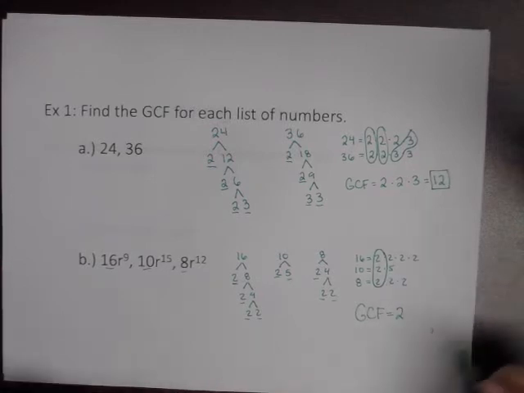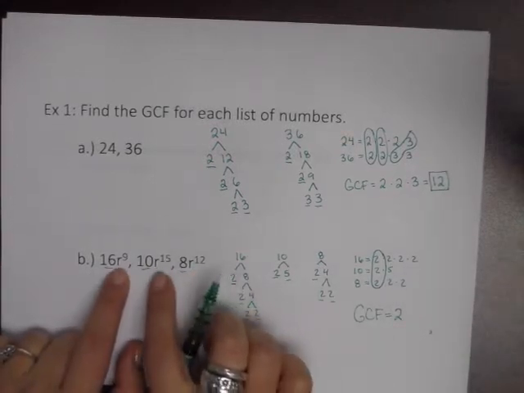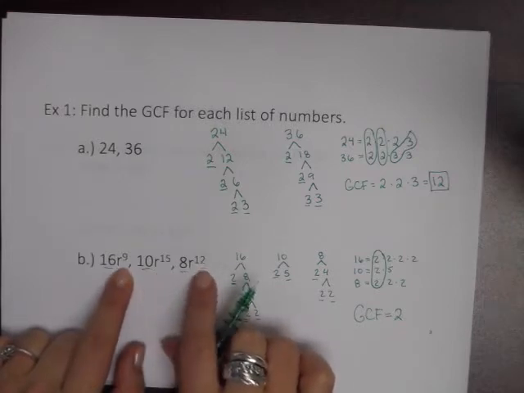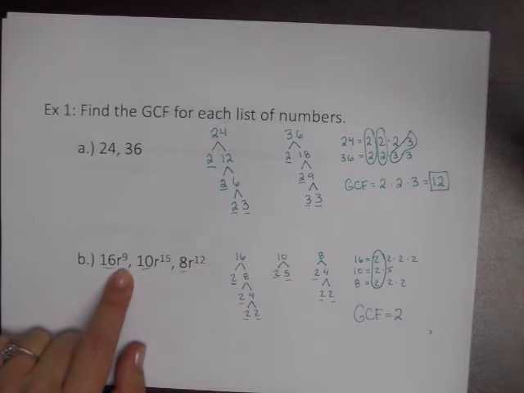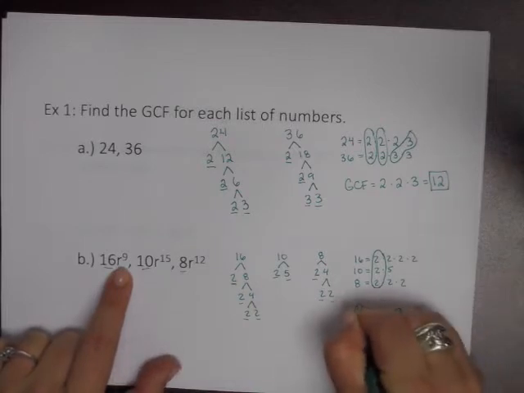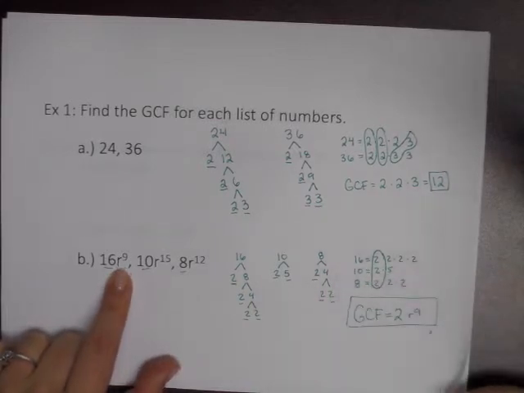Now, I'm not done yet because I still have the variables to look at. So I've got r to the 9th, r to the 15th, and r to the 12th. So again, I'm trying to choose that least exponent, or the smallest exponent, which would be r to the 9th. And then I found my GCF.